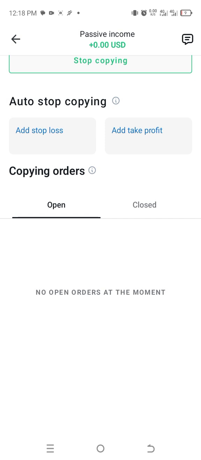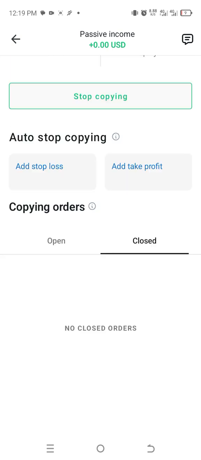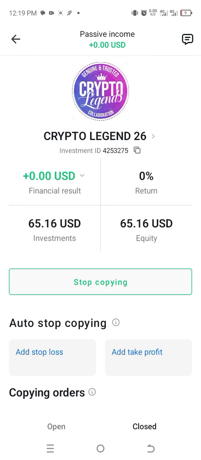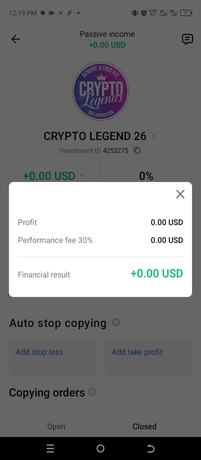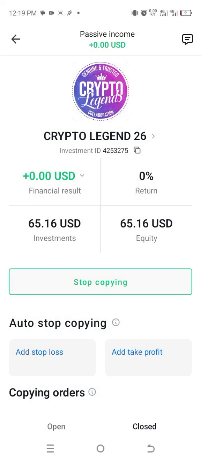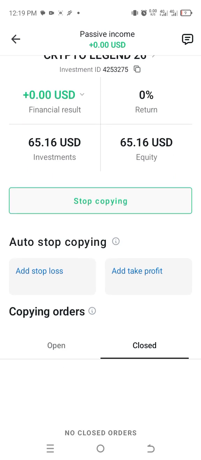Sometimes, since you don't have maybe time to wait, you go on closed. If he gave you an amount that you are seeing up on closed, and he has taken the percentage that he's supposed to take, this one I think it takes 30%, right? If he has taken his 30% and you are sure that you are seeing it on closed, this is when you can stop copying, and then you recopy again, if you want to recopy. If you want to withdraw, it's the same process. If you can't withdraw without stop copying, you have to stop copying, then you withdraw.